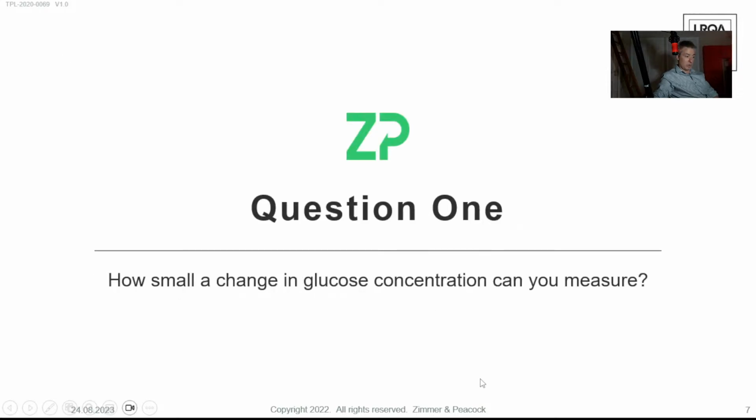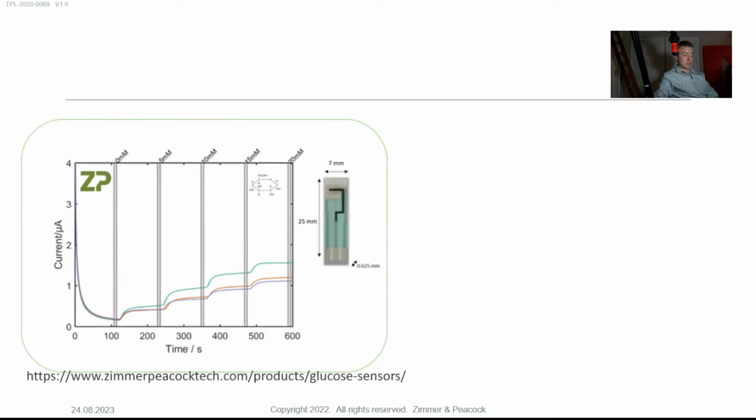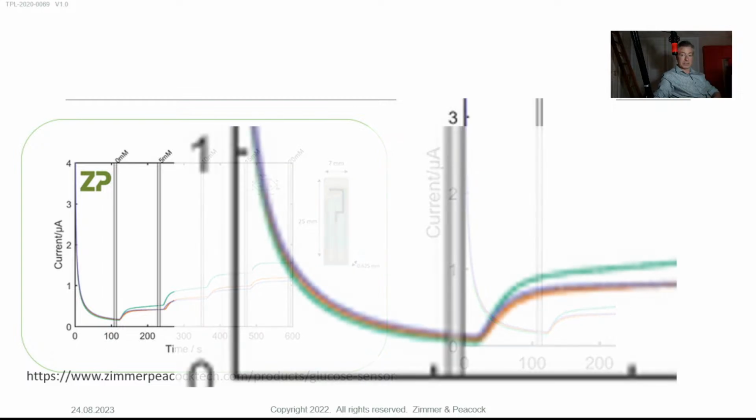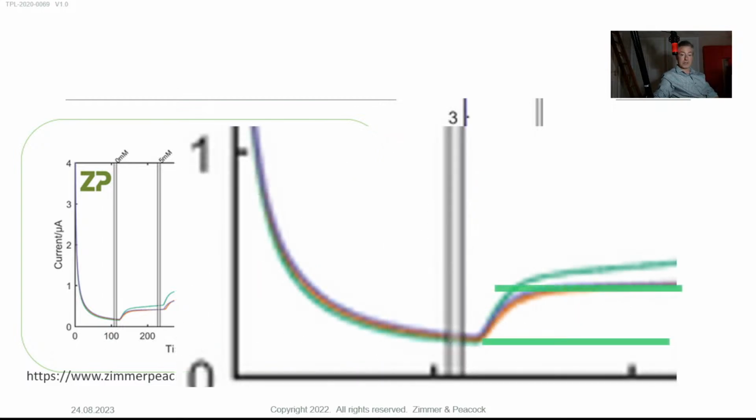All right, question number 1. How small a change can I measure with my glucose sensor? So this is standard data off our website. This is like a standard curve. Here's a link to it. This is me zooming in on it. I know it's a bit crude, but I'm zooming in and saying, okay, that step there constitutes 10 millimolar. So if I imagine a little step, then I could probably argue to myself that actually I can resolve 0.1 millimolar. The resolution that you'll get depends on how well you set up the experiment.